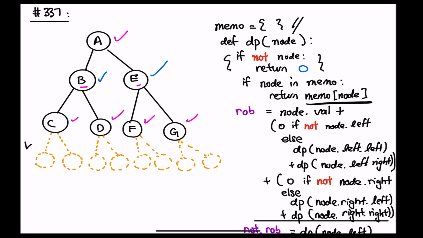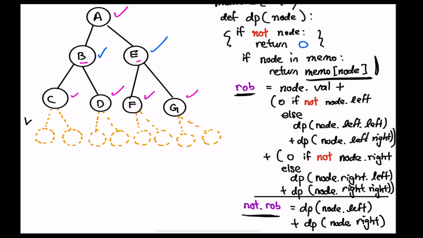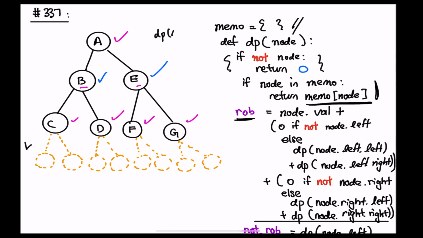So that's where this will come in handy. Now we have two choices, right? We either rob or we do not rob. Let's say we are at dp of A. If we decide to rob this house A, then we have to add this current value, node.val, and then we also have to look at not these children, but the children beneath them. So we have C, D, F, and G. So we have to look two levels below itself.